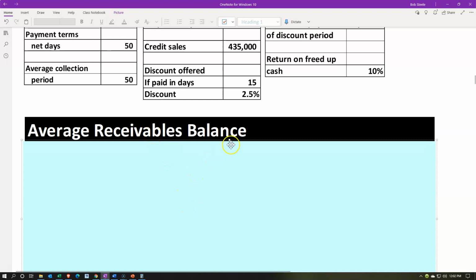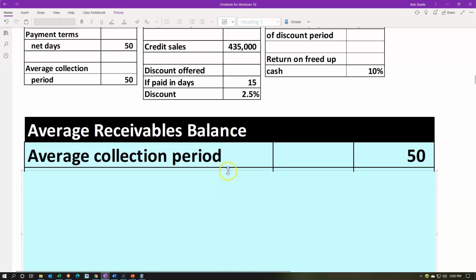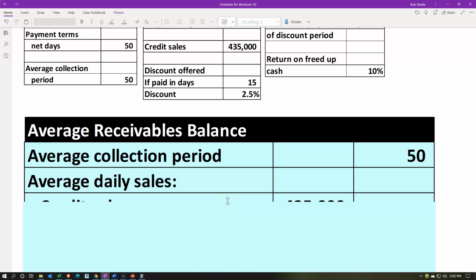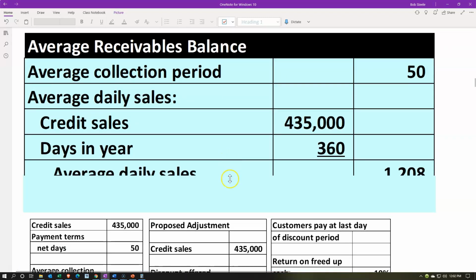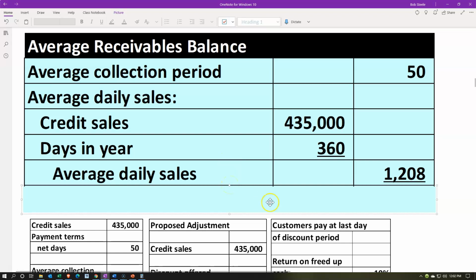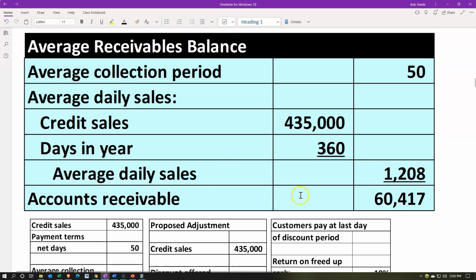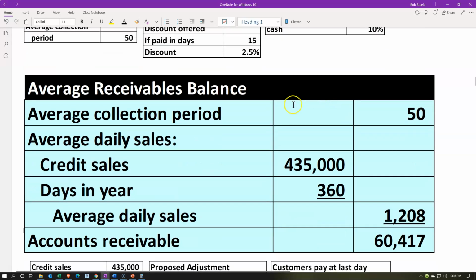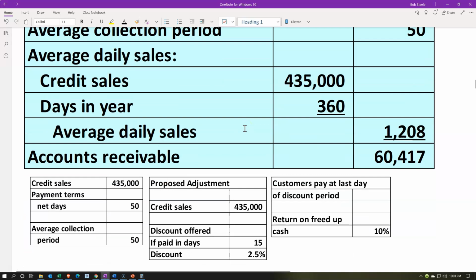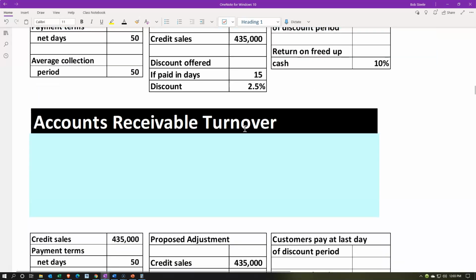So we're going to do the same thing, but note this is just reworking the algebra. So we would say the average collection period, and then we have the average daily sales, which is the same calculation: the 435, days in a year 360, giving us the average daily sales, 1,208. Once again, the 50 times the 1,208, giving us that 60,417, same calculation we had up top. Up top is the way I would recommend thinking about it. This is basically just reworking the algebra, but it's the way you will probably see it if you were to ask someone or look at a book problem or something like that.